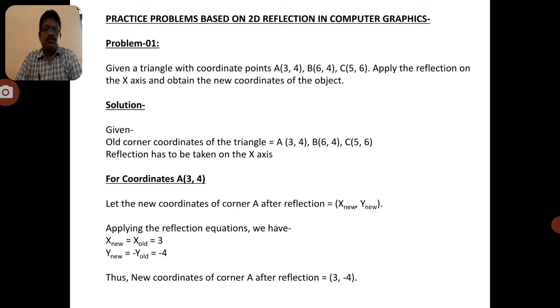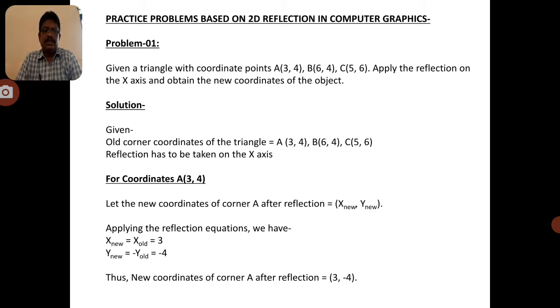So now we have to consider the initial coordinates of the triangle. The triangle has three coordinates, that is A of 3, 4, B of 6, 4, and C of 5, 6. That is the given data. Now the reflection takes place on the x-axis. We already discussed that when reflection takes place on the x-axis, the x value is the same, and the only change in the coordinate is the y value. The y value should be negative.